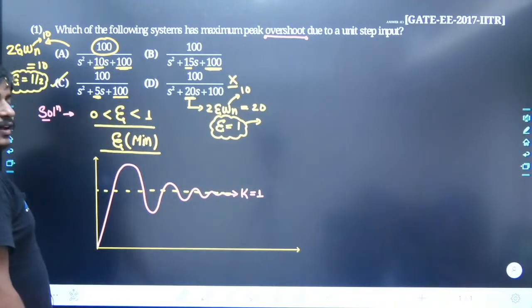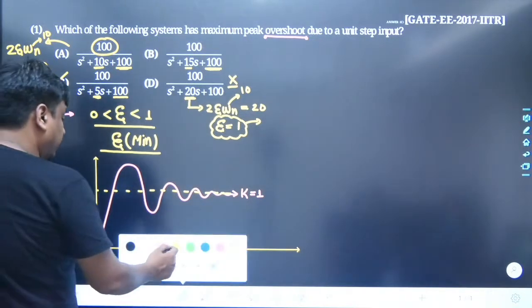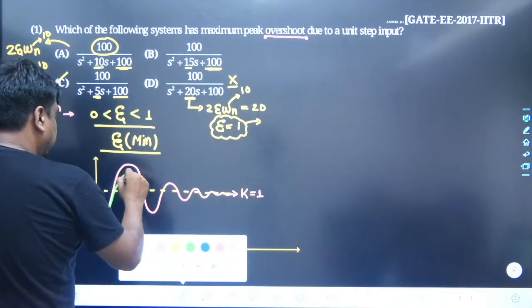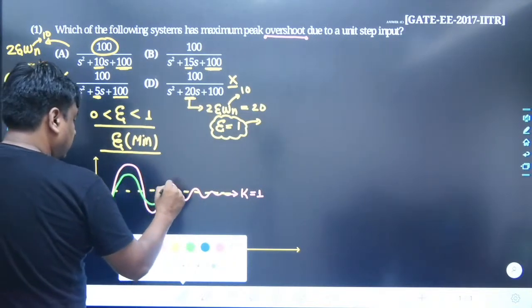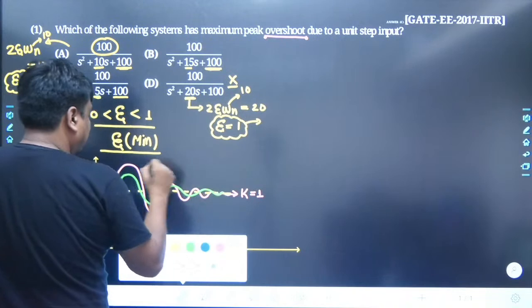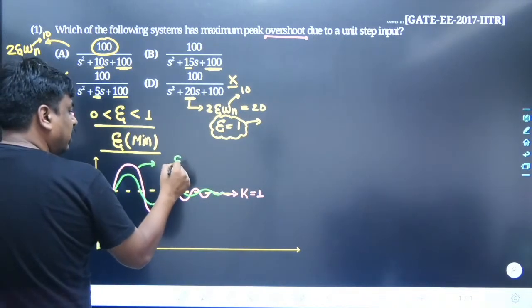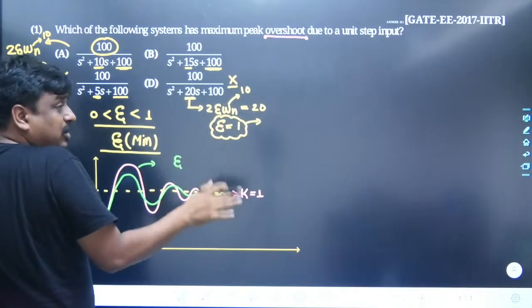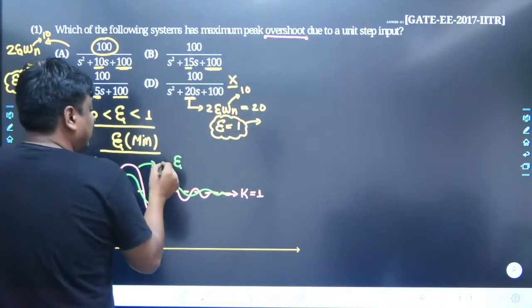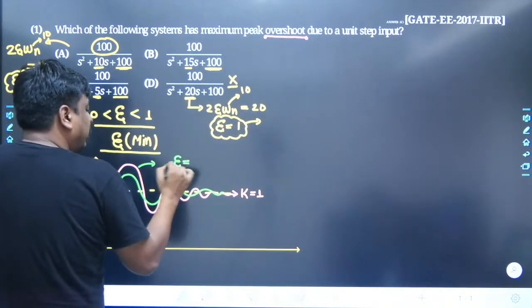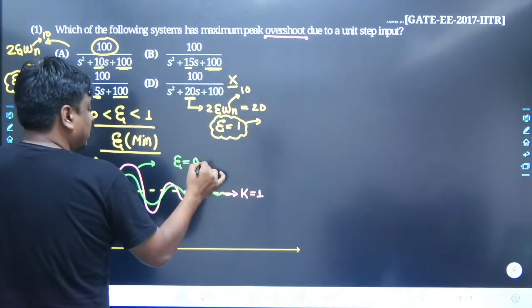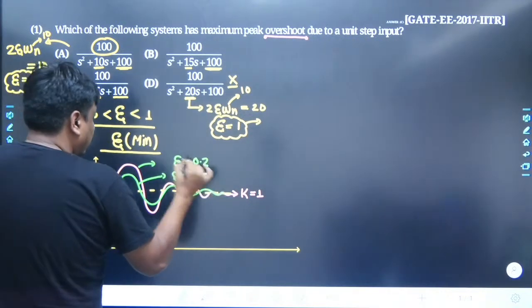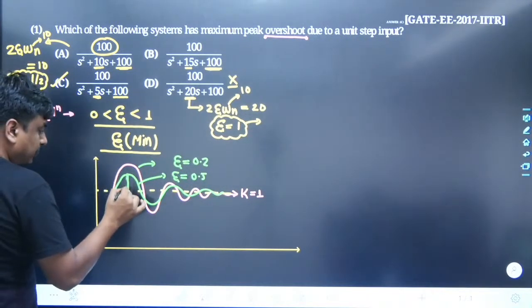And similarly, as the value of zeta increases, what would happen? Do you know that? As the value of zeta increases, the oscillation would keep decreasing. So here it is zeta. One thing is quite sure: if the system is underdamped, oscillating with a damped frequency, the zeta would be between 0 and 1. Let's take zeta somewhere at 0.2, and here zeta as 0.5. One thing is quite sure, peak overshoot.